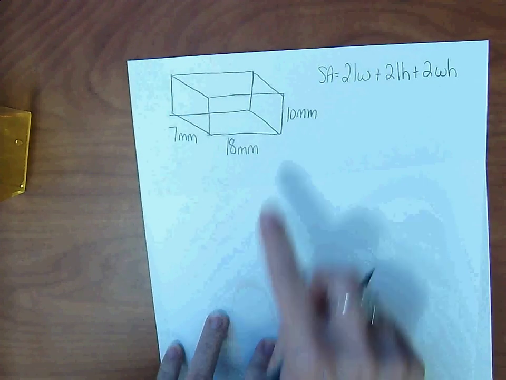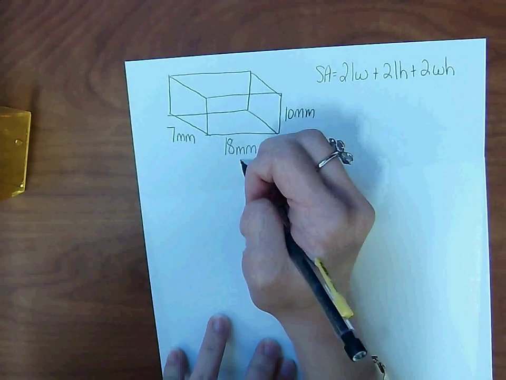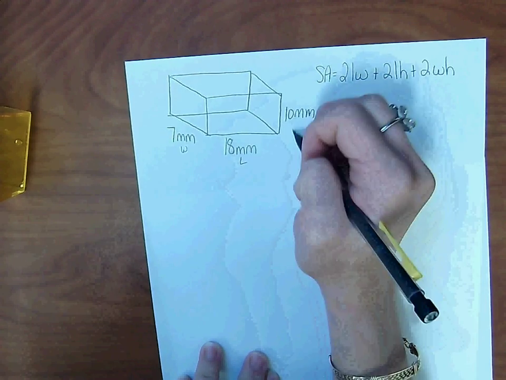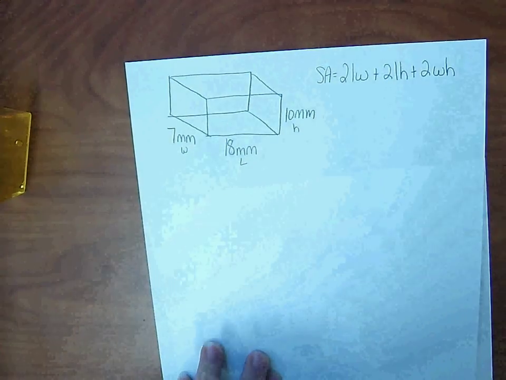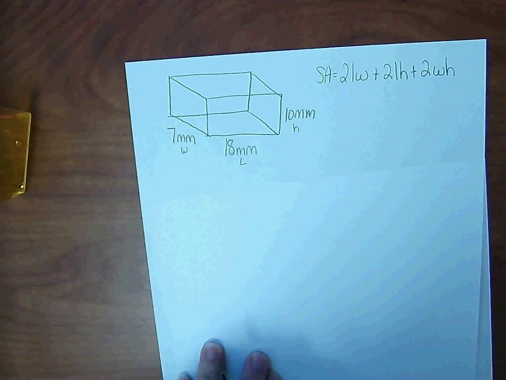And I'm going to label my picture real quick so I remember where everything has to go. 18 is going to be length, 7 is going to be the width, and 10 is the height. Don't get so hung up on which one's length, width, and height. As long as you stay consistent throughout the entire problem and label your picture, you're going to be okay.